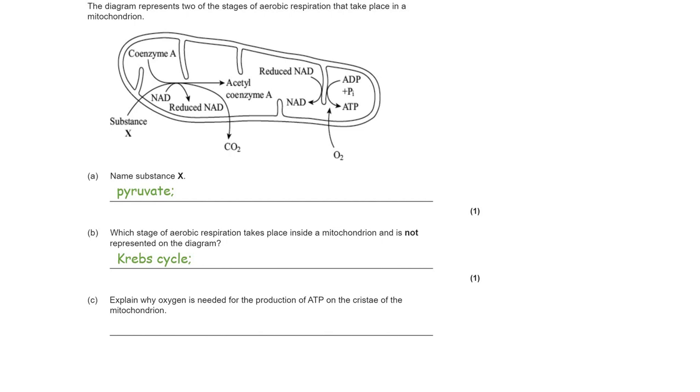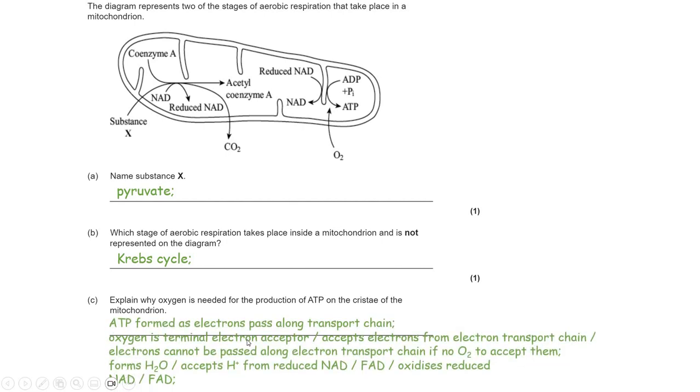Explain why oxygen is needed for the production of ATP on the cristae of the mitochondrion. ATP is formed as electrons pass along the electron transport chain. Oxygen is a terminal electron acceptor, or accepts electrons from the electron transport chain. Electrons cannot be passed along the electron transport chain if there's no oxygen to accept them. It forms H2O or accepts H+ from reduced NAD.